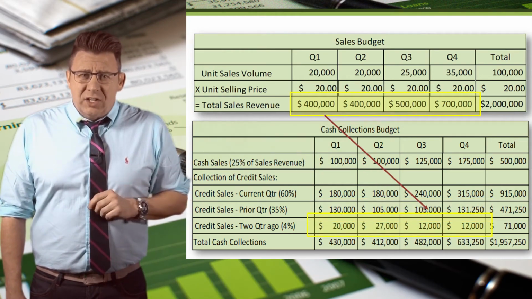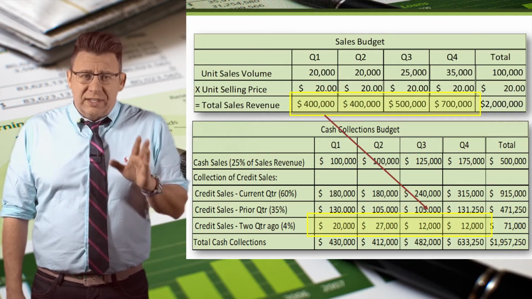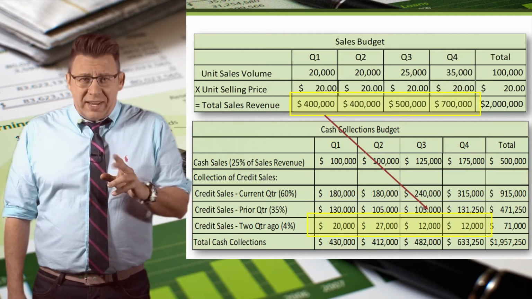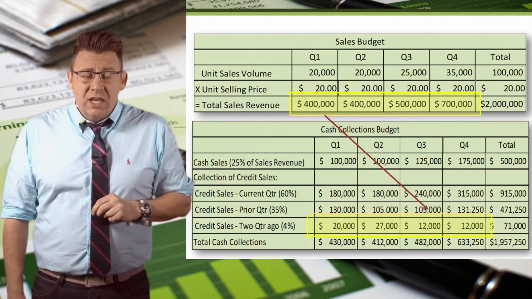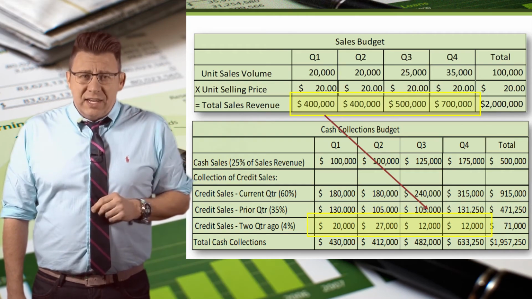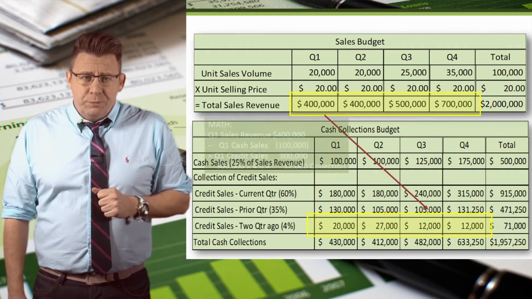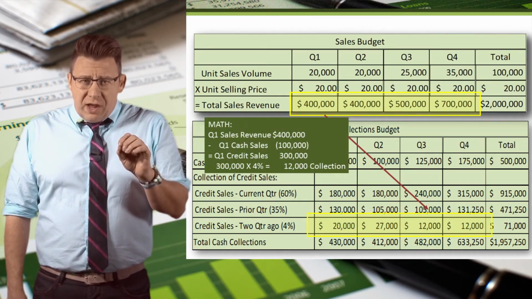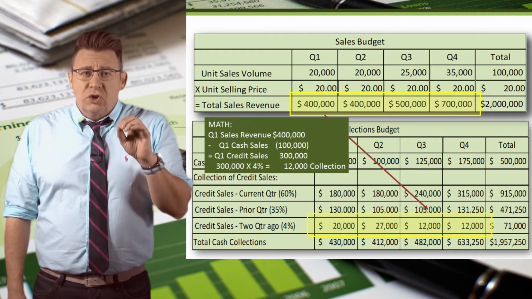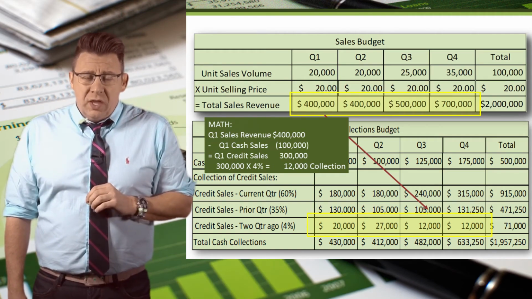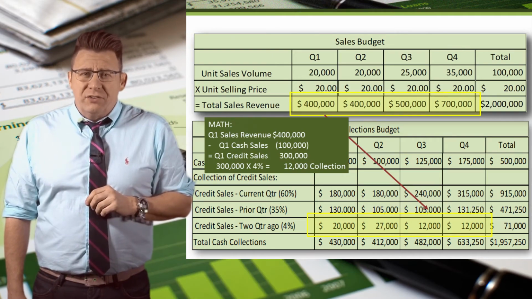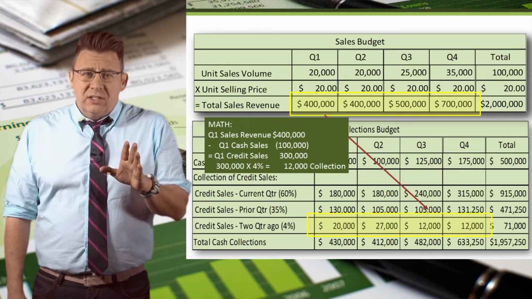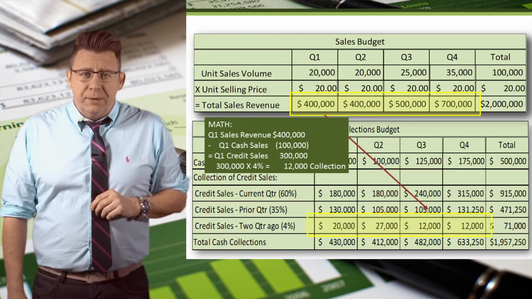4% of the credit sales are from 2 quarters ago, and those are collected in this current quarter. We need to take a look at sales revenue, subtract cash sales to arrive at credit sales, then 4% of that is collected 2 quarters from now. Again, here's the math for Q1. Total sales revenue, $400,000. $100,000 are cash sales, so credit sales must be $300,000. Therefore, 4% of $300,000 is $12,000. And so this amount of the Q1 credit sales will be collected in Q3.